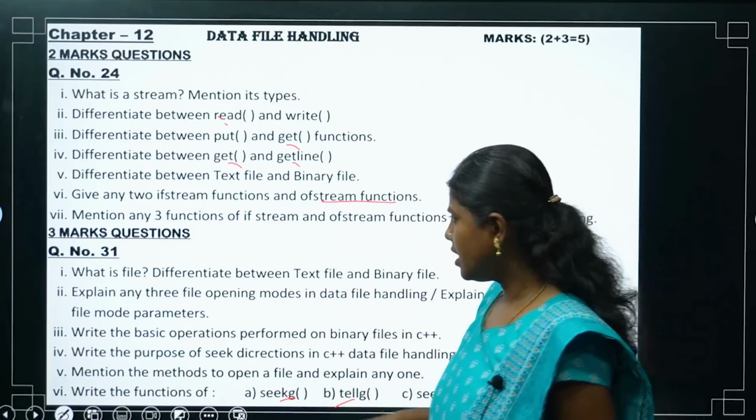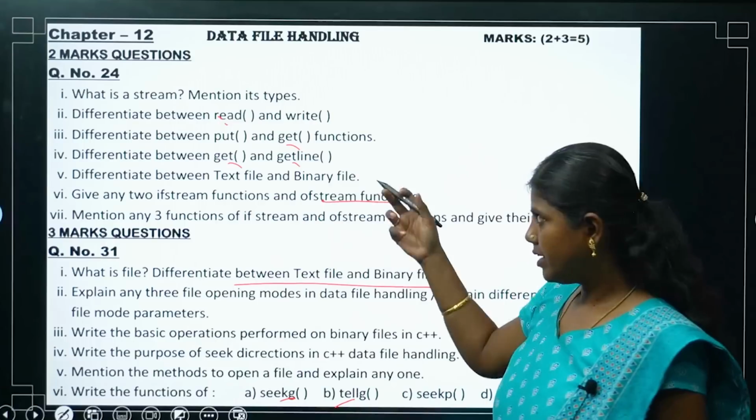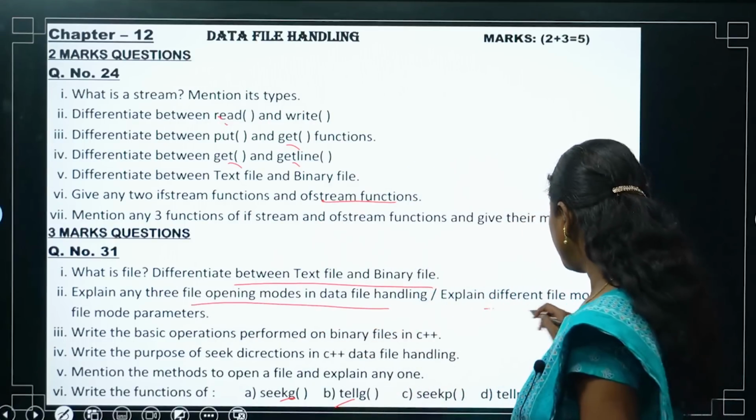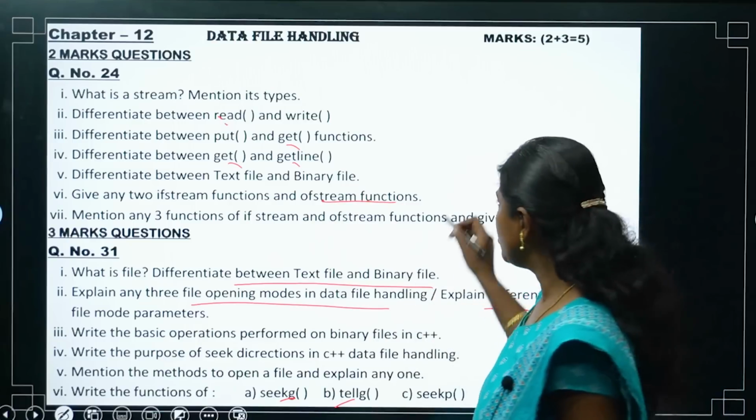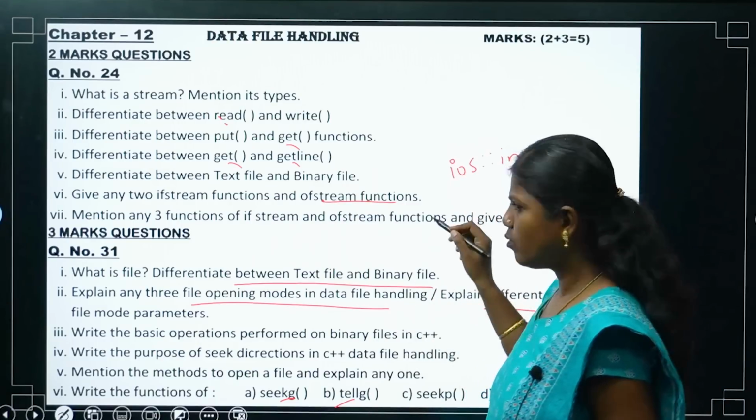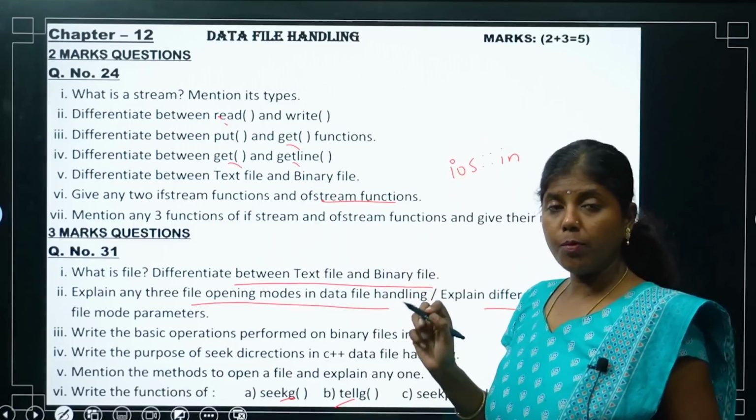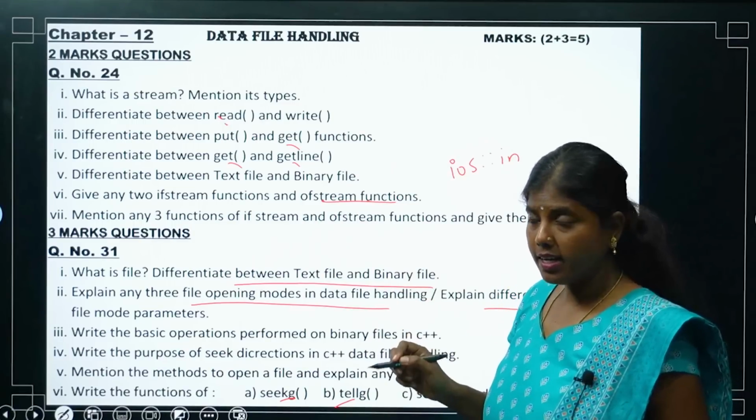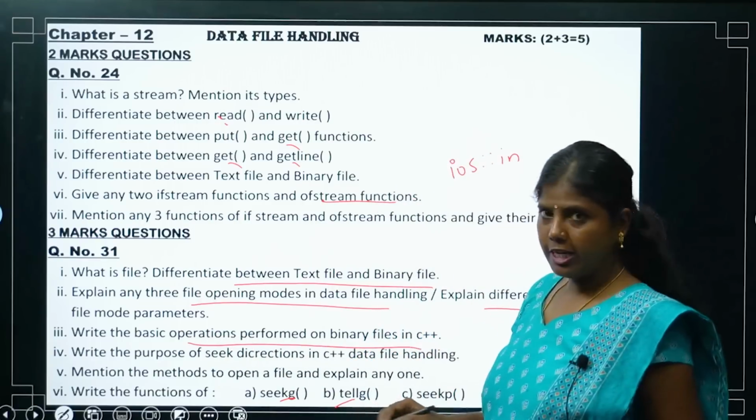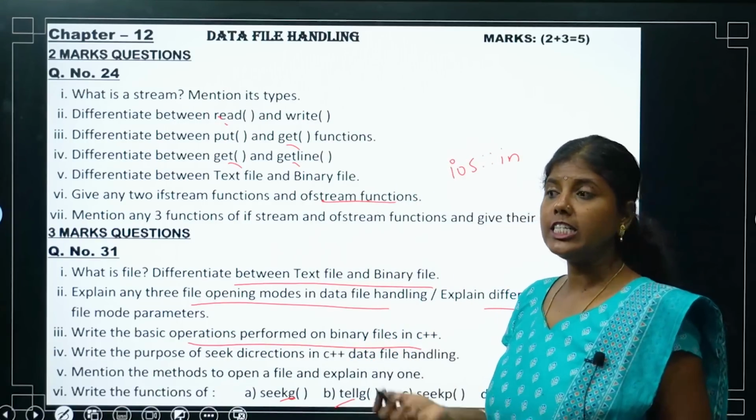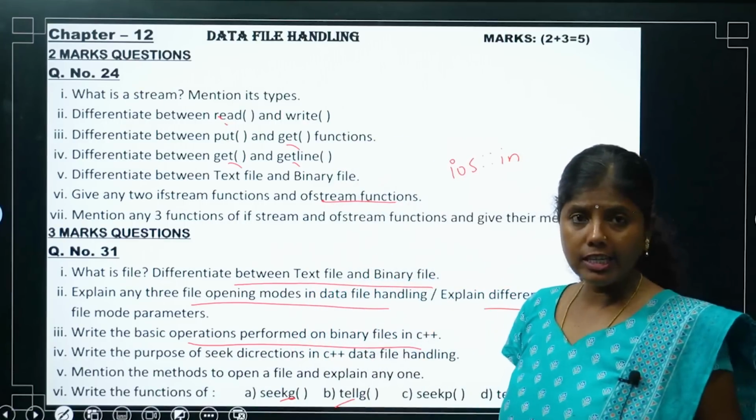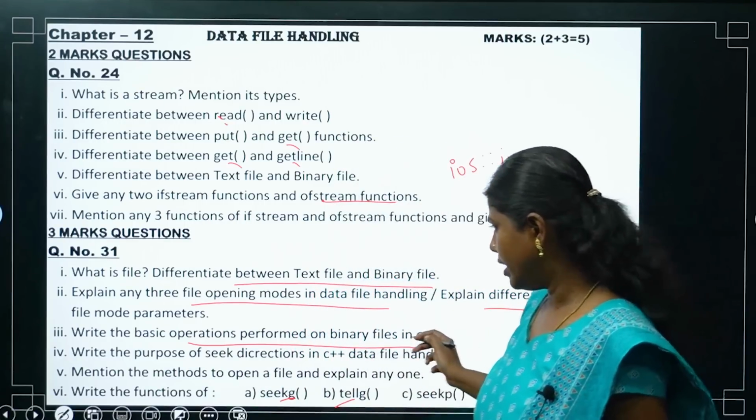It's a repeated question: what is the difference between text file and binary file? File opening modes: explain different file opening modes means you need to write like this. ios::in, ios::out, ios::binary, ios::app, ios::ate. So like this you have to write it. Operations performed on binary files are basically the same thing only: inserting data, deleting data, appending data, modifying data. These are some of the operations performed on binary files.